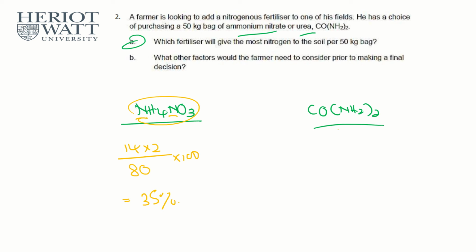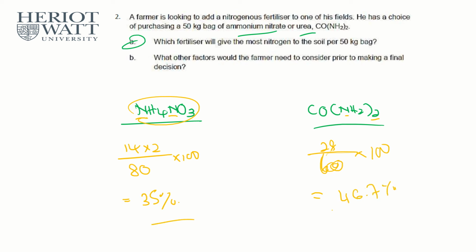And what about this urea? Do the same thing. I have 2 nitrogen, 28, over the total mass, which is 12 plus 16 for CO, plus 2 nitrogen, 28, plus 4 hydrogen, which gives 60. And then times it with 100, we try to get a percentage by mass. 28 over 60 times 100, you get 46.6% or 46.7%.